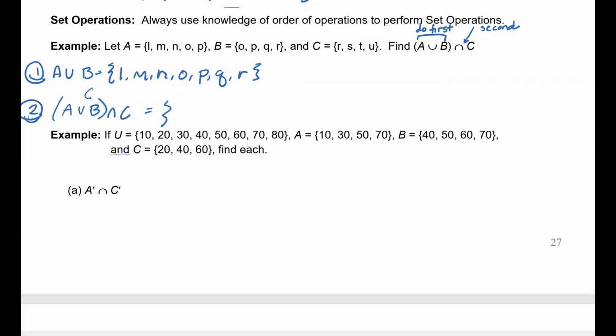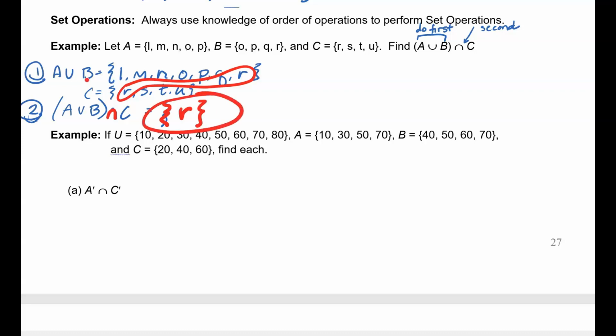So what we're going to do, I'm going to write C right below it. So C is R, S, T, and U. And I'm going to see, remember that this upside down means in common. So I'm going to look and see what they have in common. And it looks like the only thing they have in common is the R. So the answer to this problem is going to be R, and that's it.